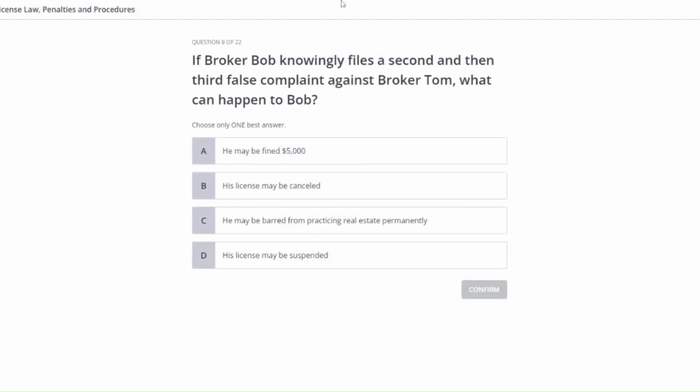Question number 9. If broker Bob knowingly files a second and then third false complaint against broker Tom, what can happen to Bob? Here are your options. Option A, he may be fined $5,000. B, his license may be cancelled. C, he may be barred from practicing real estate permanently. D, his license may be suspended. You know what to do. Think about the consequences of filing false complaints against another broker. And whenever you're ready, make your selection.